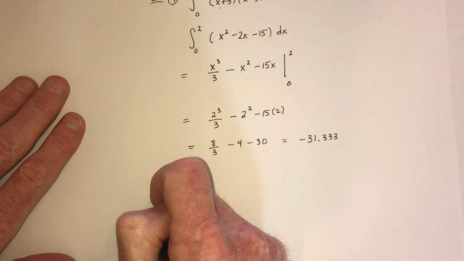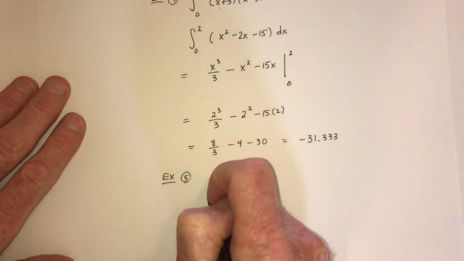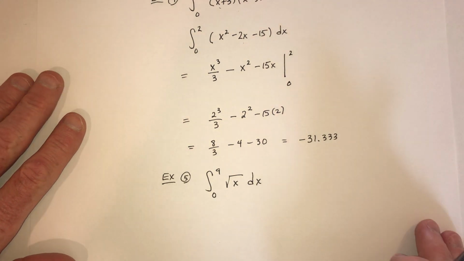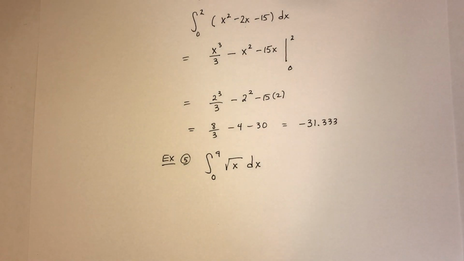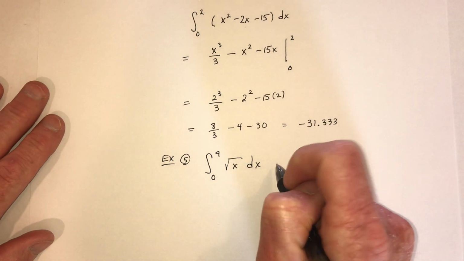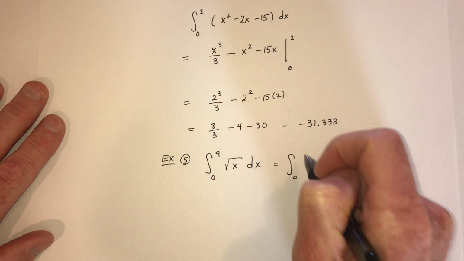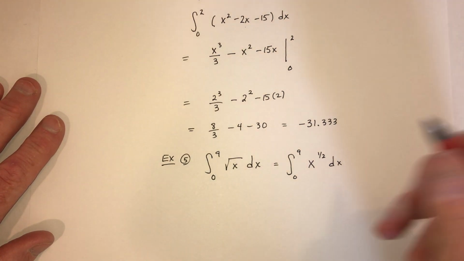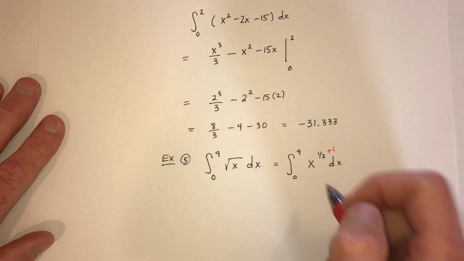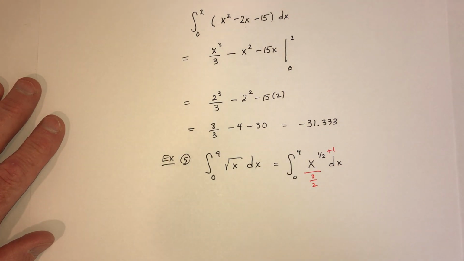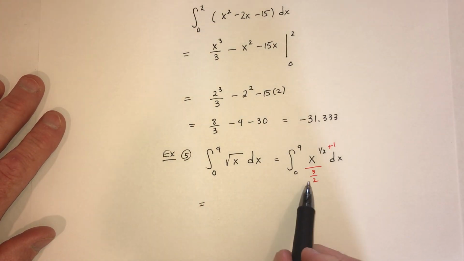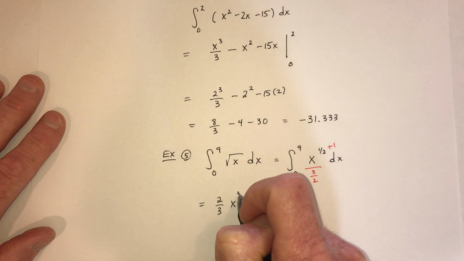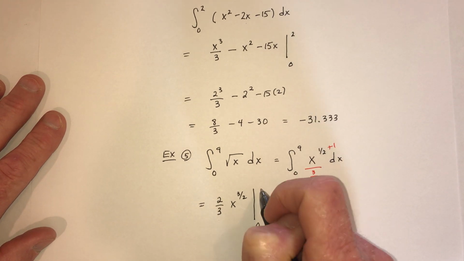Let's see if I have enough space to do this one. Example number 5. Integrate from 0 to 9 the square root of x. So what's the antiderivative of the square root of x? Well, what I'm going to do is rewrite it as x to the 1/2. And then add 1 to the exponent. That's going to make it 3/2, and divide by 3/2. So you need to invert and multiply by 2/3, and then it's going to be x to the 3/2 power, and then evaluate that from 0 to 9.